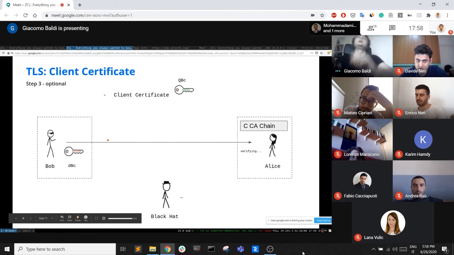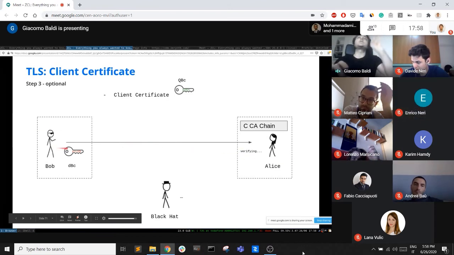Okay? Again, here, Alice is just verifying that the client certificate is okay with respect to the client certification authority chain that Alice has and trusts. Okay. Still, she is not authenticating Bob. She is just checking the authenticity of the certificates.